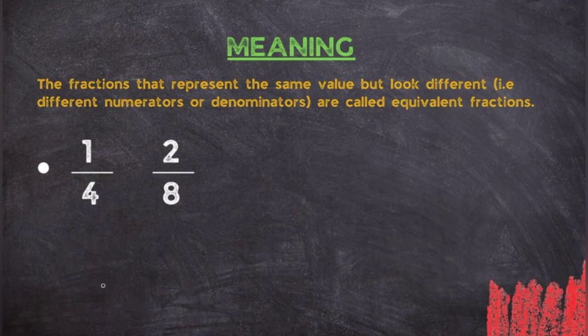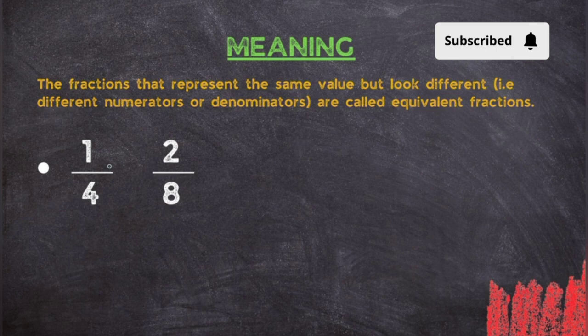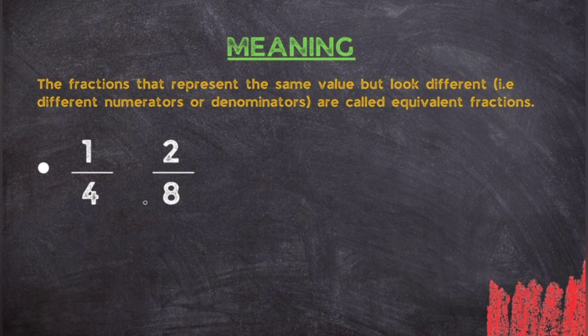Today's topic will be equivalent fractions. So a simple definition, or let's say the meaning of equivalent fractions, is fractions that represent the same value but look different. That is, fractions with different numerators or denominators are called equivalent fractions. The meaning is very simple. As you can see, there are two fractions. They both have different digits, but still they are both equal. How to identify whether the given two fractions are equivalent or not, that we will be learning today.